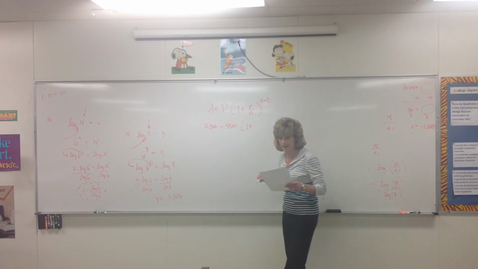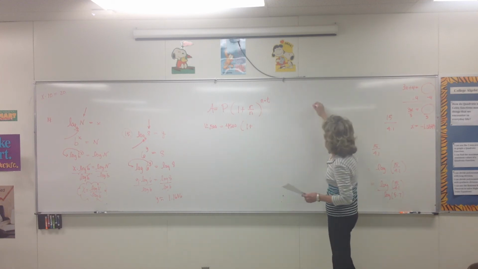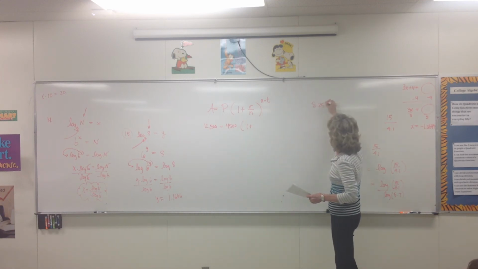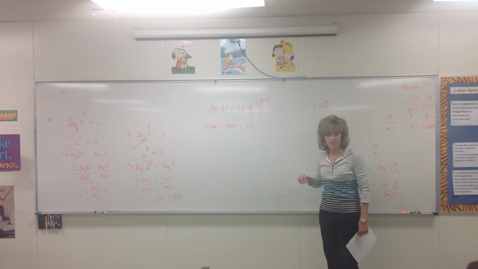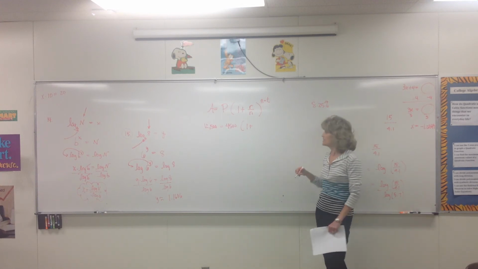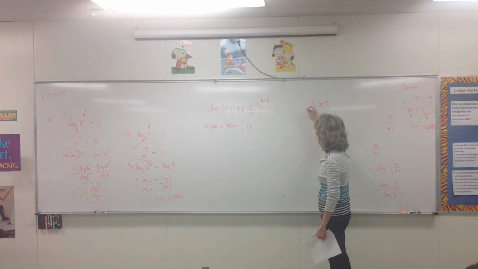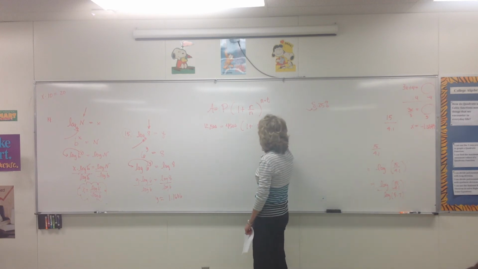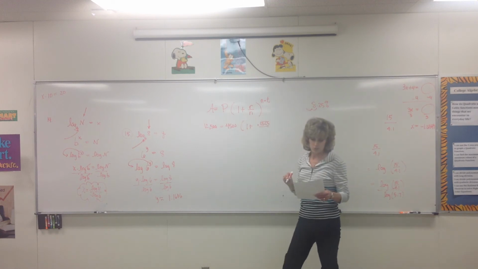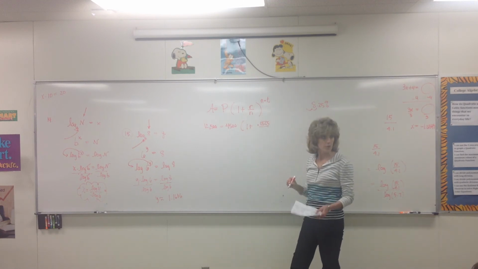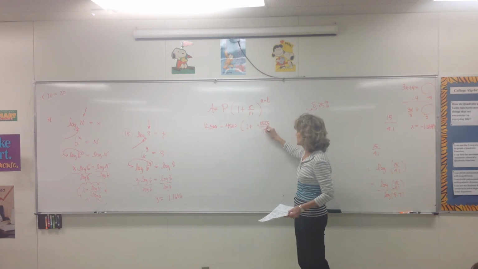And our interest rate is 8.25%, but you don't divide something with a percent sign in it, so yes, you have to change this to a decimal and make this 0.0825 divided by 12, compounded monthly. So we're going to calculate the interest 12 times a year.